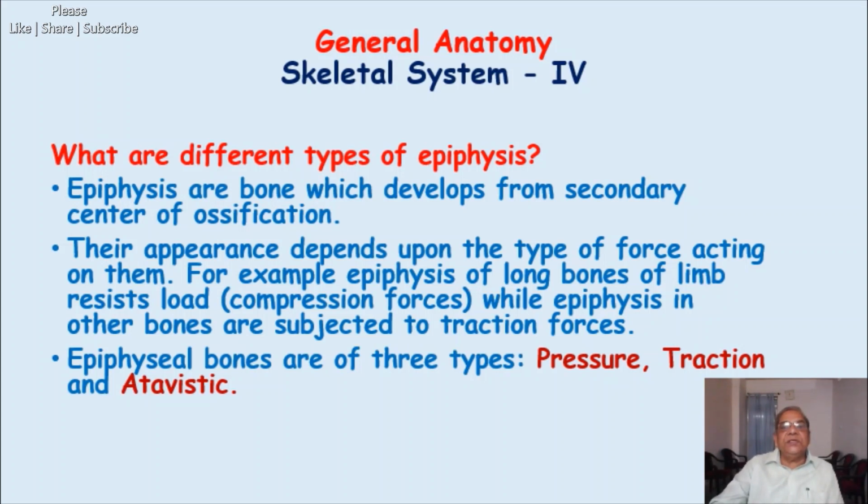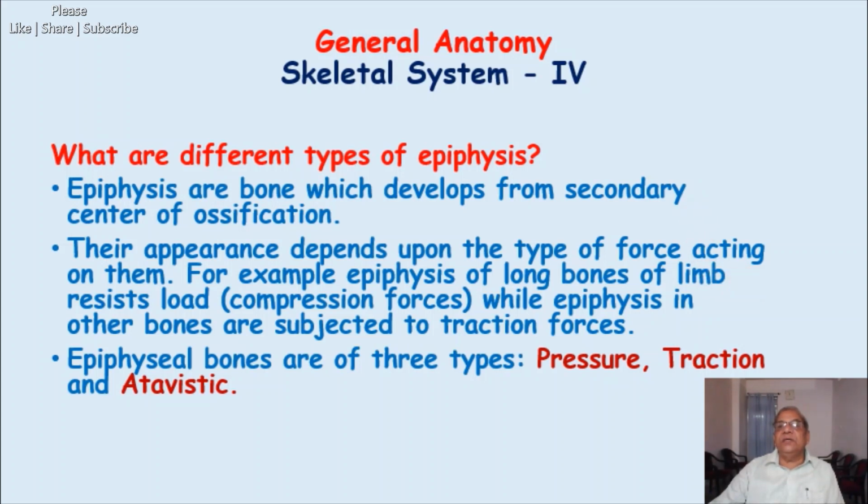So epiphyses are of three types. Where pressure, that is compressive forces or load, is applied, they are pressure epiphyses. Where a pulling force is applied onto the bone, there the secondary center of ossification will develop, and that is the traction kind of epiphysis. And lastly, there are epiphyses whose story can be traced in the process of evolution, that are the atavistic. I will explain what the atavistic epiphyses are.